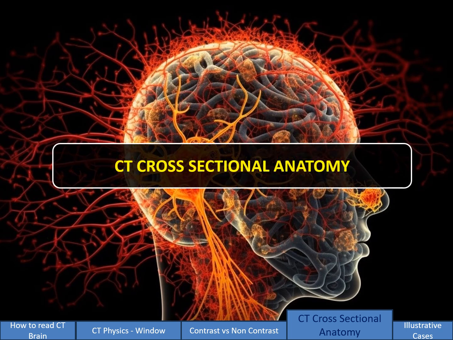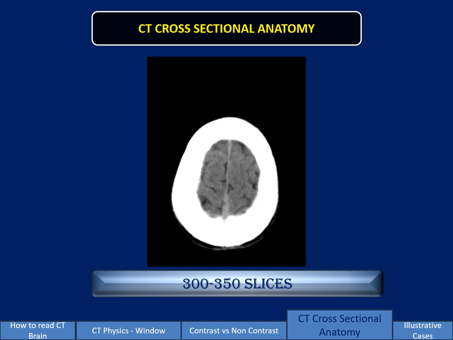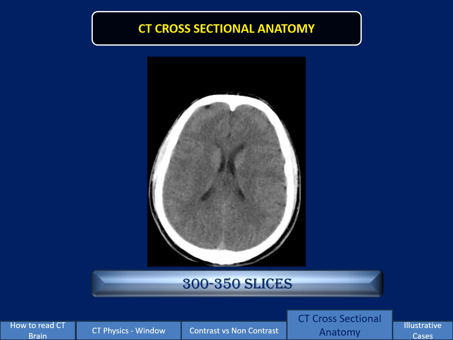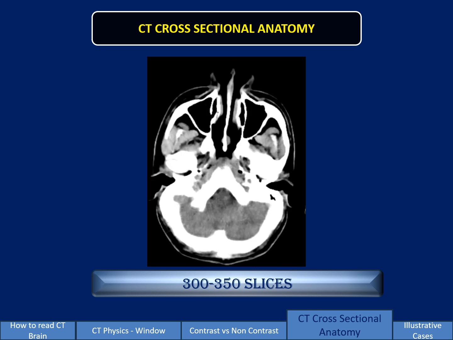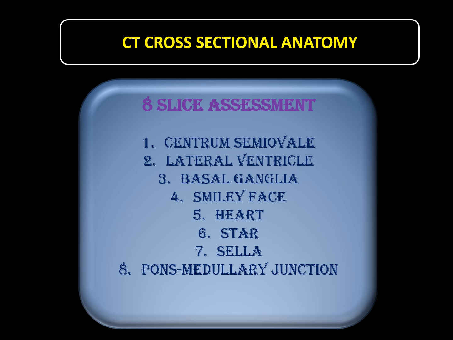Coming to the next thing, cross-sectional anatomy. Basic anatomy is a must before we start interpreting CT brain. Normally we'll have around 200 to 300 slices of the brain as we move cranial to caudal. But in today's video, we'll be paying attention to only 8 slices.